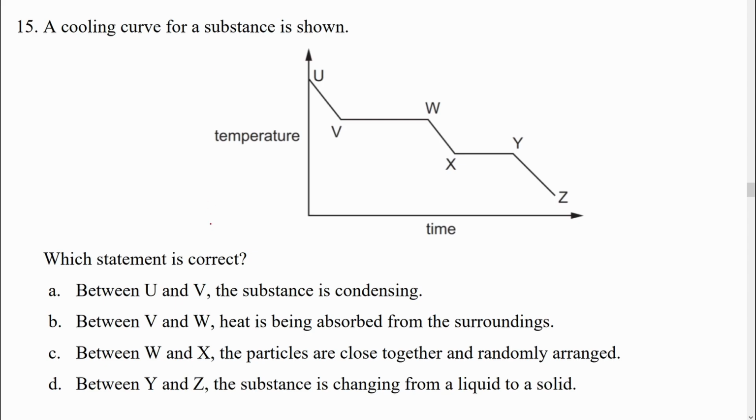Question 15. A cooling curve for a substance is shown. Which statement is correct? Since this is a cooling curve, we read this curve from up to down, like this. In a cooling curve, this is what we call the condensation point, while in a heating curve, this is called the boiling point. While the position at X, Y here, this is what we call the freezing point, while in a heating curve, this is what we call the melting point, right?